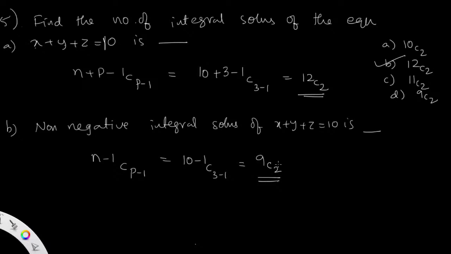Okay. So for positive integral solutions, if 0 is not included, then the formula is n minus 1 C p minus 1. That is from 10. The persons are 3, so 10 minus 1, and 3 minus 1, that is equal to 9C2. Okay, this is the question. All are PYQs.